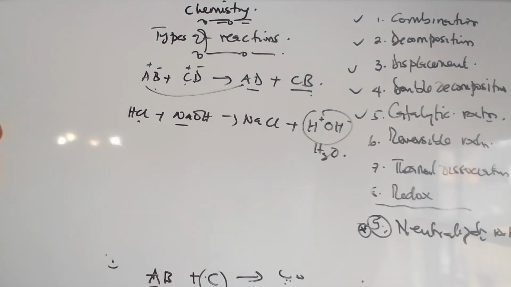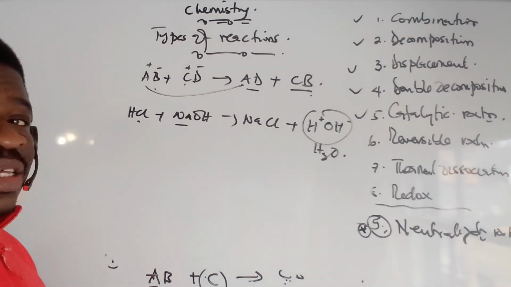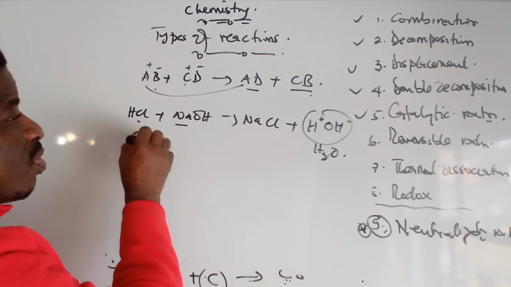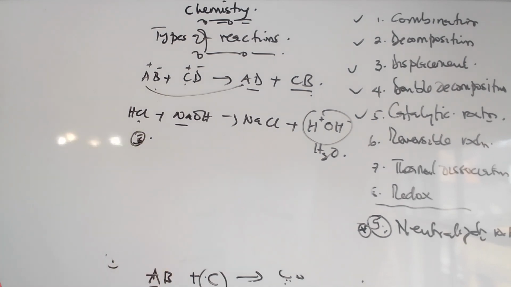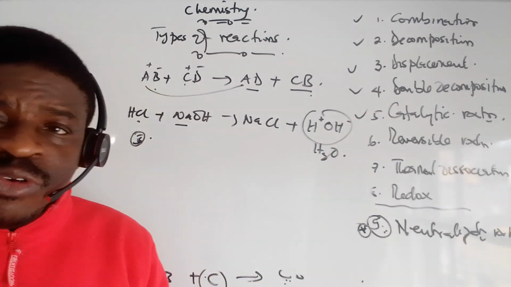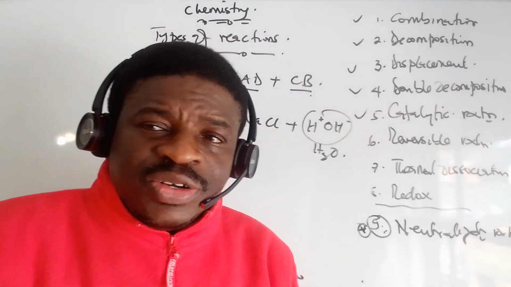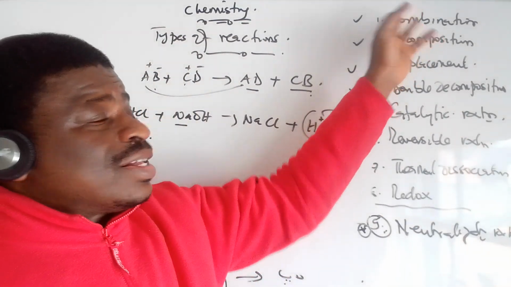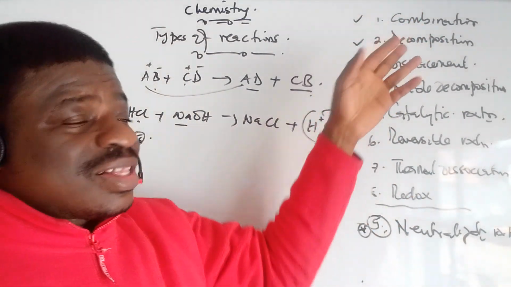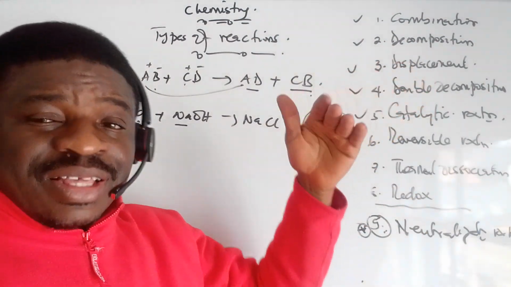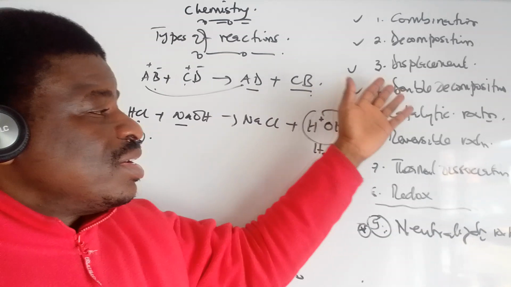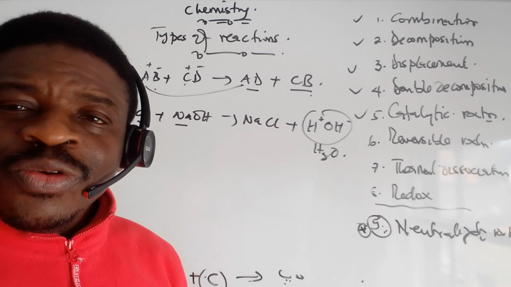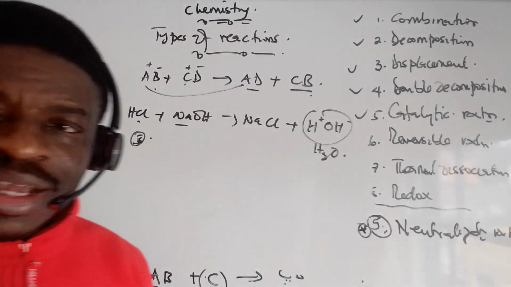Then the fifth one we want to talk about is catalytic reaction. For catalytic reaction, number 5, it's really involving a catalyst. Any reaction in which a catalyst is involved is a catalytic reaction. So you can have a catalytic combination reaction, a catalytic decomposition reaction, a catalytic displacement, a catalytic reversible, catalytic redox, and the rest. We have all this, but it is just that a catalyst is involved.